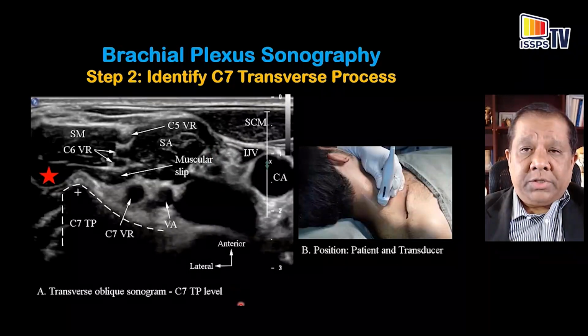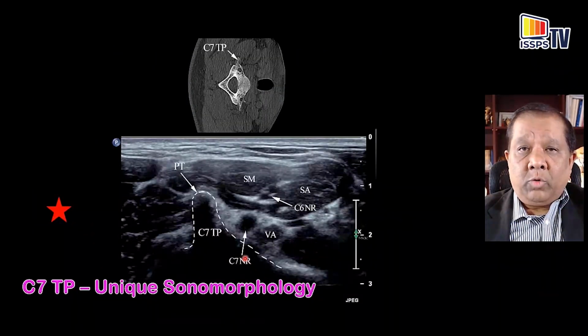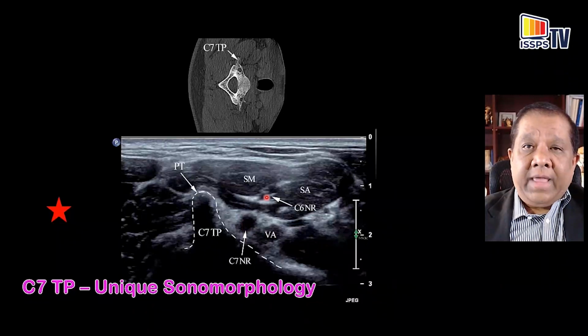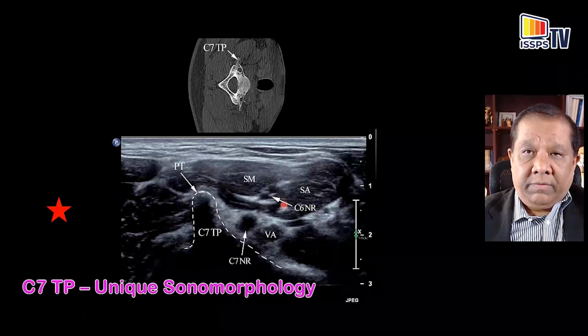Next, when you sweep the transducer further cephalad, one can identify the C7 transverse process by its very typical sonomorphology of having a single prominent posterior tubercle. You can see here, this is even more prominent. You can see here the C7 transverse posterior tubercle, and anterior to that lies the C7 ventral ramus. And thereby you can see the ventral ramus that's in the interscalene groove between the scalenus anterior and medius. Cephalad to that is the C6 ventral ramus.